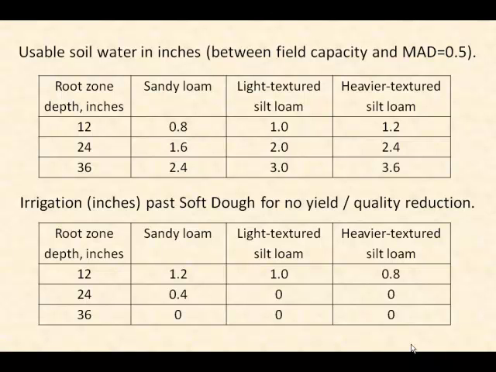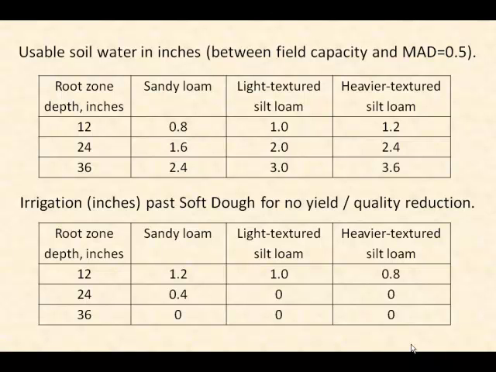If we have the top 2 feet filled to field capacity at soft dough, and we've got a sandy loam soil that's 1 foot deep, we're still going to have to add another 1.2 inches or so after soft dough to avoid some stress. A light textured silt loam will probably still need to add 1 inch, and we'll maybe need some even with a heavier textured silt loam. If we have a 2-foot working root zone, you see that the only time we need to add any water is a little bit on a sandy loam soil, depending on how much we're willing to gamble.